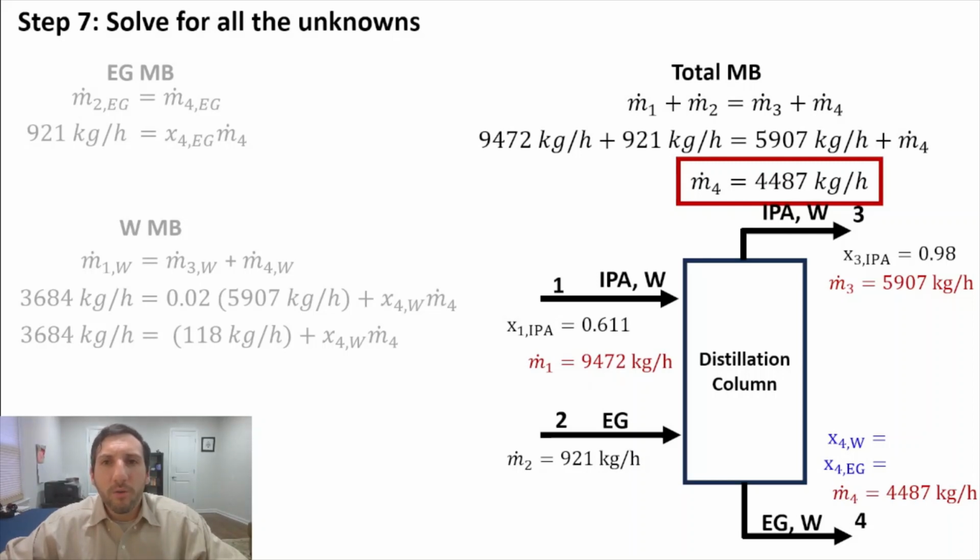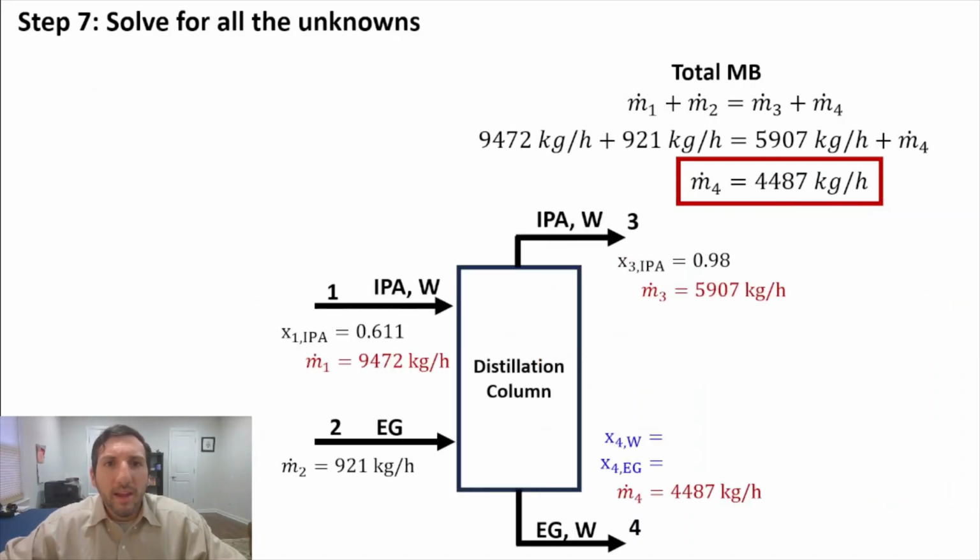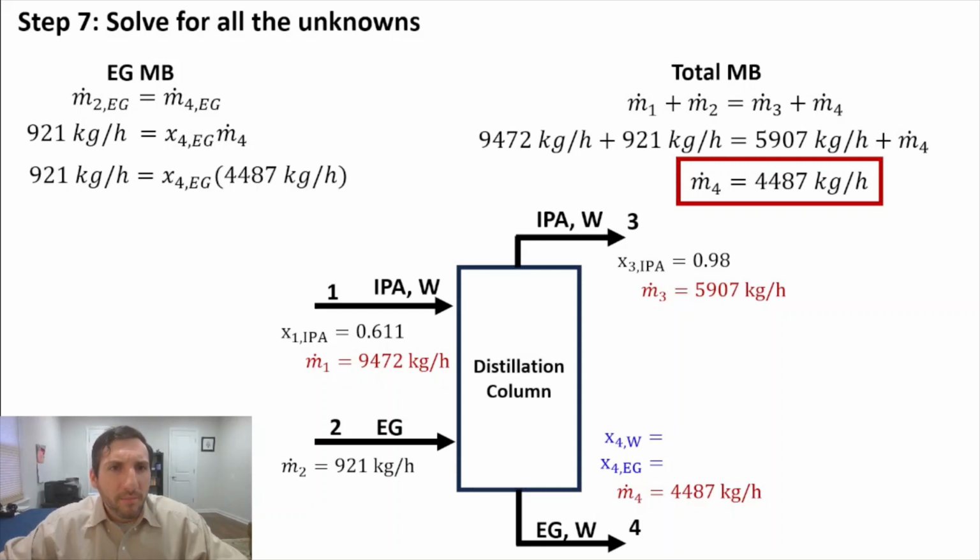And so now I'm going to just clear the left-hand side of the slides. And what we're going to do is return to one of our material balances. I'm going to go with the ethylene glycol material balance, but you can also go with the water material balance at this point because we're honing in and we have almost all the information we need. So with the ethylene glycol material balance, I can now substitute in for M4 dot, and now all I have is my X4 ethylene glycol that I don't know.